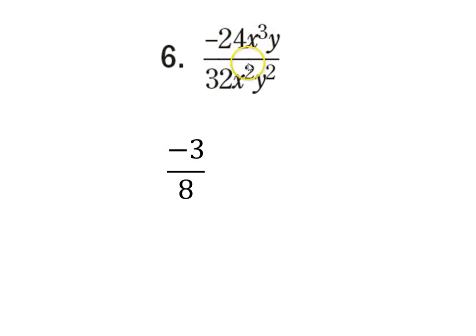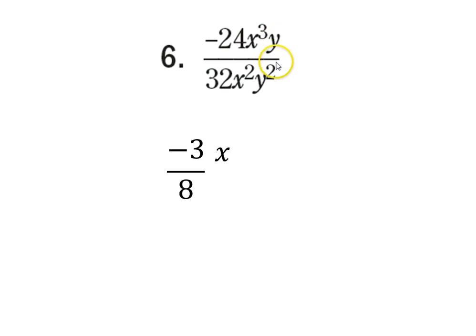Then I have an x to the third over x squared. If I have 3 x's in the numerator and 2 x's in the denominator, these 2 x's cancel out with 2 of the x's in the numerator, leaving us with 1 x in the numerator. I should probably extend that line a little bit, but x is in the numerator. We'll see that nicely here in a minute.